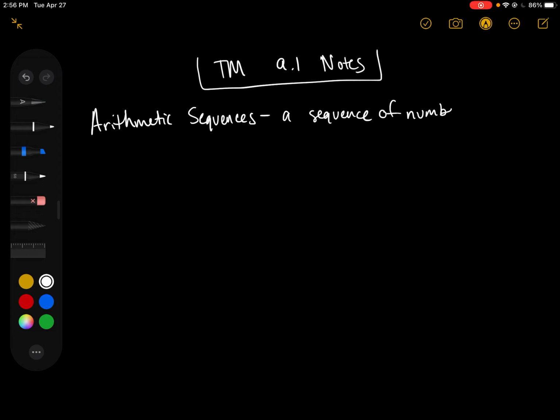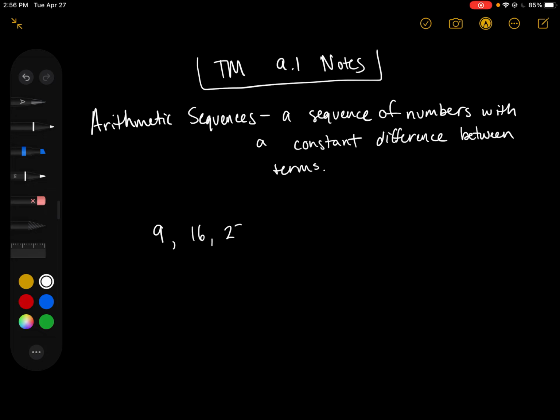And this is kind of like arithmetic. We're just kind of adding and subtracting numbers together. So we can officially define this as a sequence of numbers with a constant difference between terms.